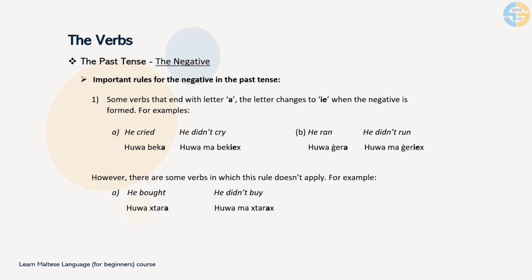For example, he bought. So in this case, although it ends with an a, we don't change it to ie. So there are instances where this rule doesn't apply. He bought. He didn't buy. And the a remained there.